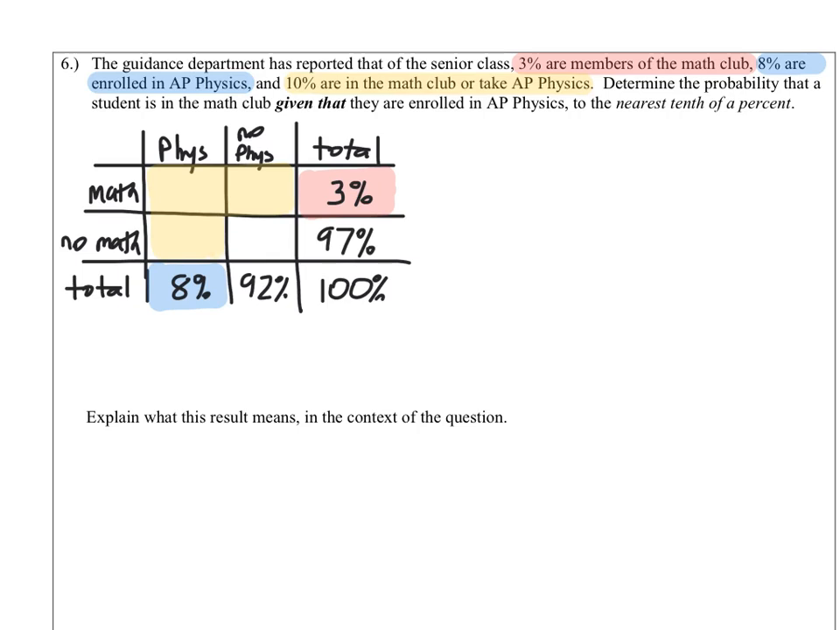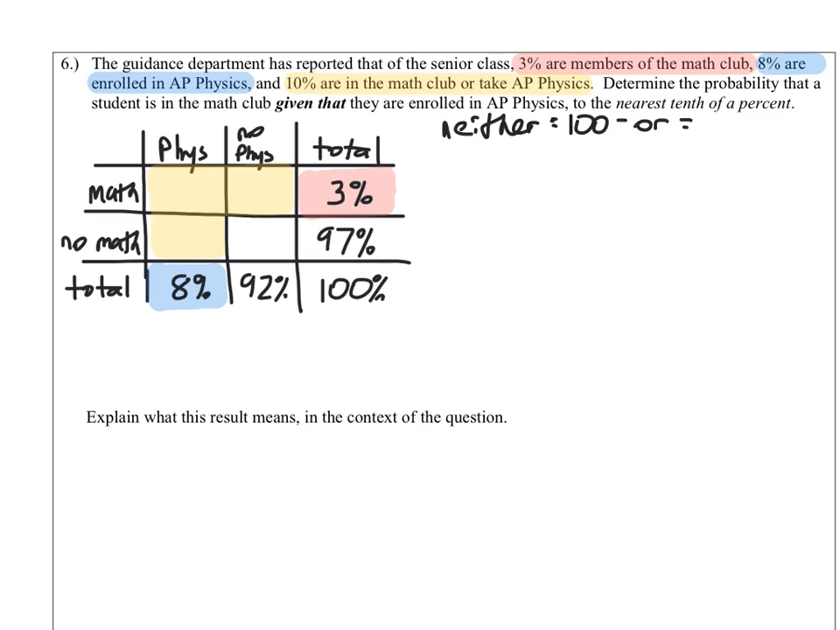Because it's anything that's math or anything that's physics. So whenever you see the "or," remember that "or" is 100% minus the neither, or the total minus the neither, and vice versa. If I want the neither, it is 100% minus the or.